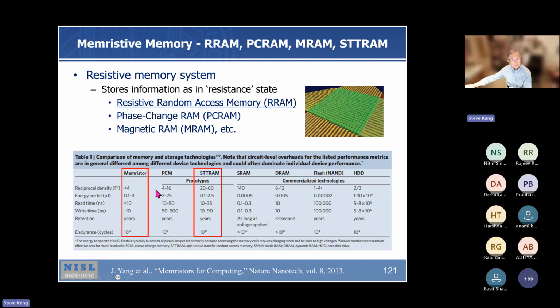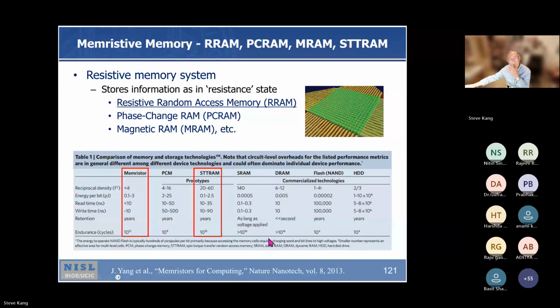Phase change memory is 4 to 16, right? And the energy, Memristor 0.1 to 3. This one is 2 to 25. STT RAM is good in that regard, 0.1 to 2.5. Read time, less than 10 nanoseconds. Phase change memory 10 to 50 nanoseconds. Write time is about 10 nanoseconds. This one, phase change memory, takes much longer, 50 to 500 nanoseconds. STT RAM, 10 to 90 nanoseconds. Retention years. Endurance, 10 to the 12, 10 to the 9, 10 to the 15, right?